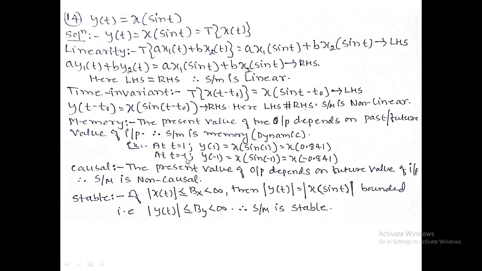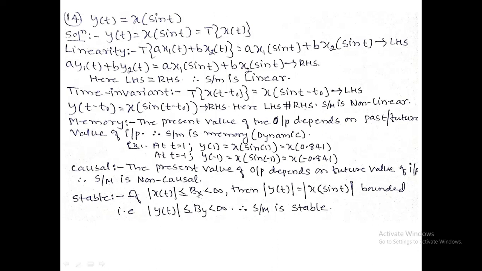Take another example. At t equals minus 1, y of minus 1 equals x of sine of minus 1. Sine of minus 1 is minus 0.841, therefore x of minus 0.841. Here the present value of output at t equals minus 1 depends upon a future value of the input, minus 0.841. T equals minus 1 is the present value, minus 0.841 is the future value. So it clearly shows that the present value of the output depends upon the past value of the input as well as the future value of the input, and the system is memory, and hence the system is non-causal.